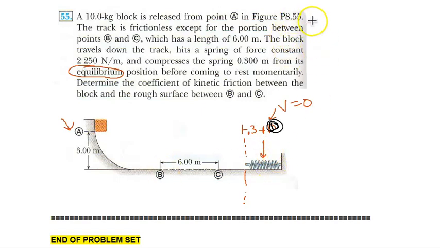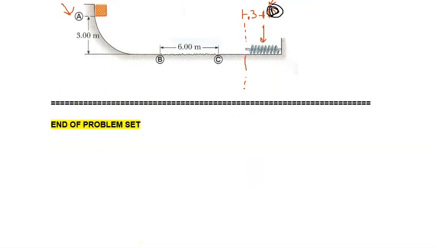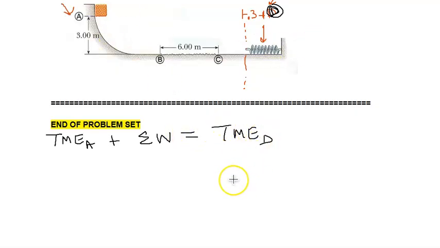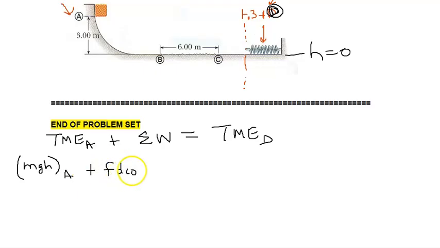Okay, so we have TME at A, plus the sum of everything that happened to it on the way to D. I'll move back up so we can see what's going on. We've got to set sea level. Let's call it that, sea level. So we have mgh at A. I'm above sea level, and the spring doesn't have any energy, not moving, so it's all mgh at A. Nothing happening here. Oh, we have work done by friction here.